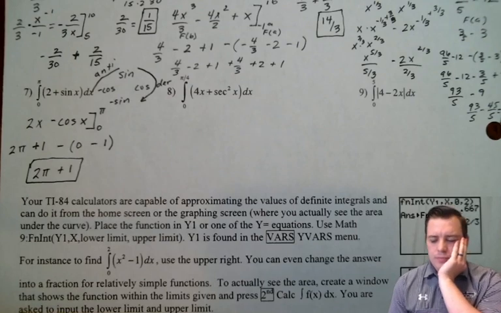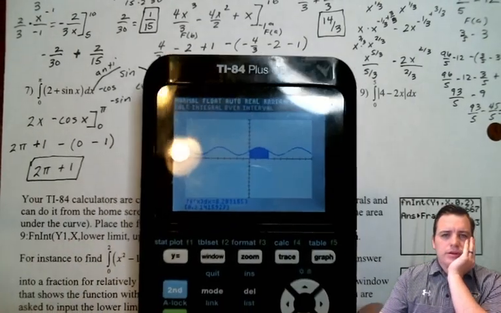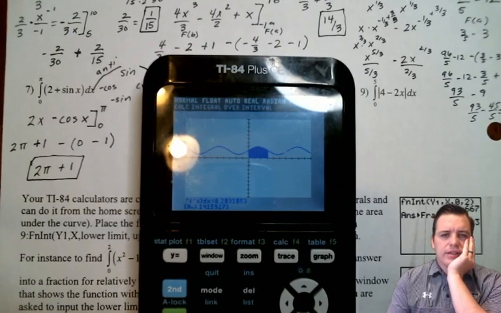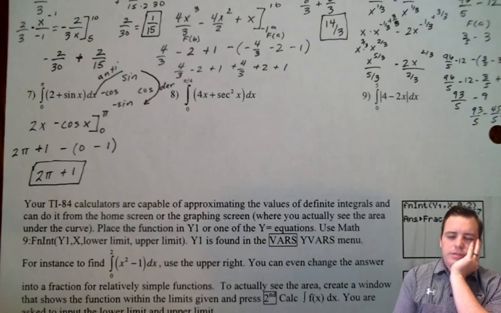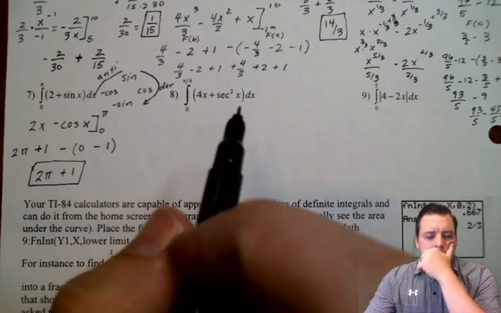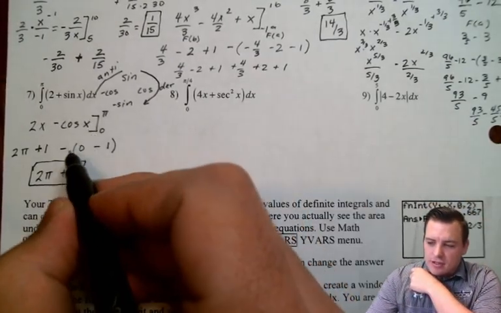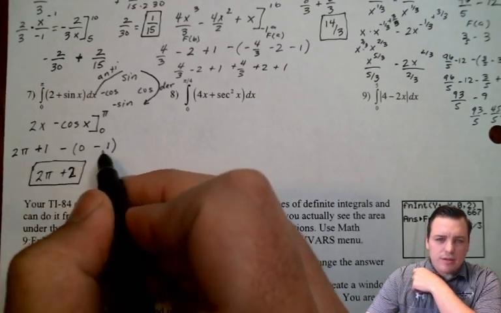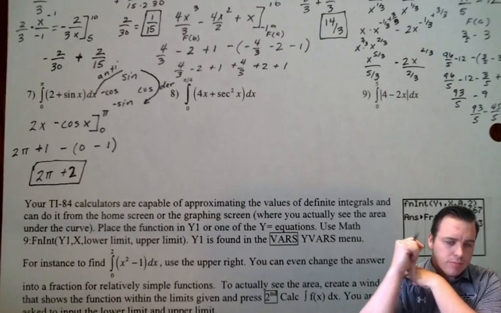Here is our graph of that. So find that area there. 2 pi plus 1. Or, oh, I'm sorry, not 2 pi plus 1, 2 pi plus 2. My bad, because 1 plus that 1 will be 2. Sorry about that.